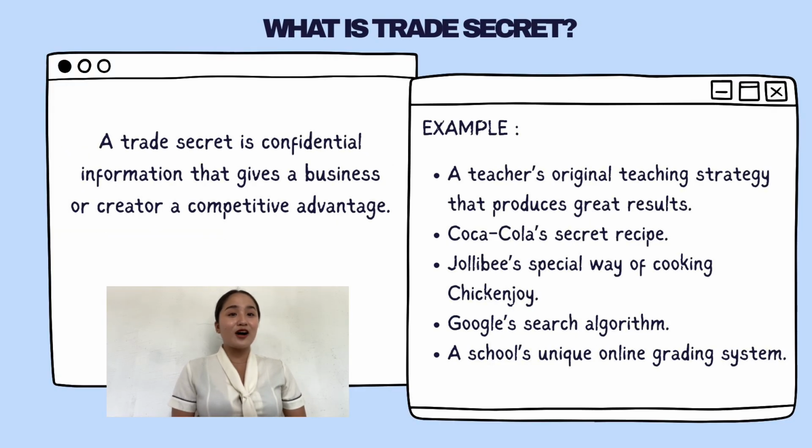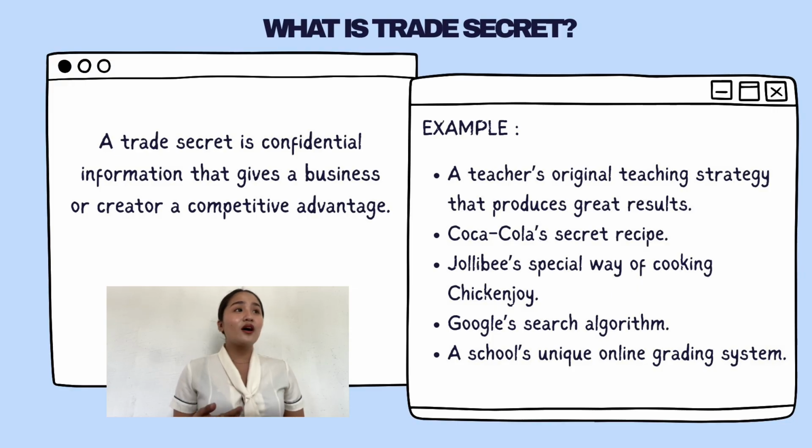Alright, so now let's move on to trade secret. So what is a trade secret? Trade secrets are confidential information that gives a business or organization an advantage because no one else knows them. In education, there are also trade secrets that schools or teachers keep private to stay unique. For example, a teacher's original teaching strategy can also be considered a trade secret. It's a unique method that only that teacher uses to make learning easier and more effective. If they don't share it publicly and it helps their students perform better, that strategy becomes their own trade secret in teaching.